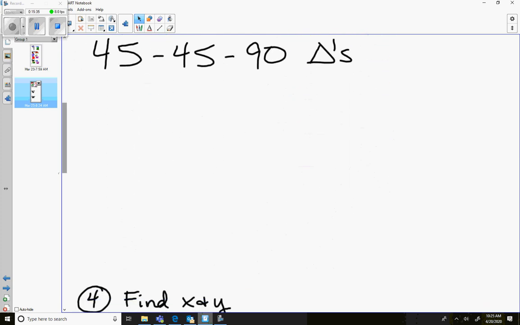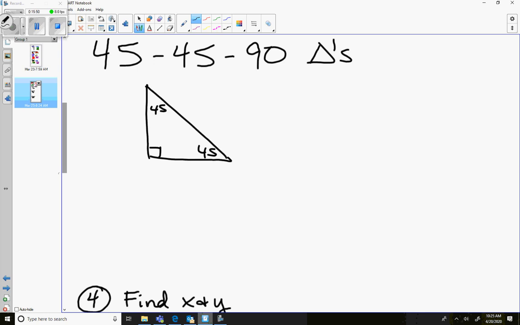All right, that was 30, 60, 90 triangles. 45, 45, 90 triangles. But this is an isosceles triangle. Okay, what's opposite the 45s are going to be the same length. Again, because I know where I'm going with this, I'm going to choose what value we're going to use, and we're going to choose a value of 1.